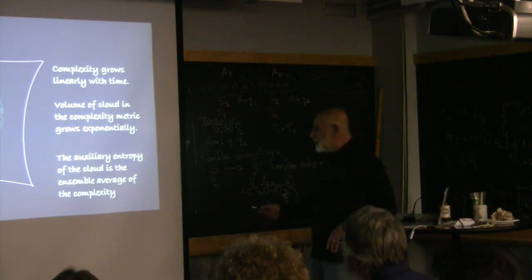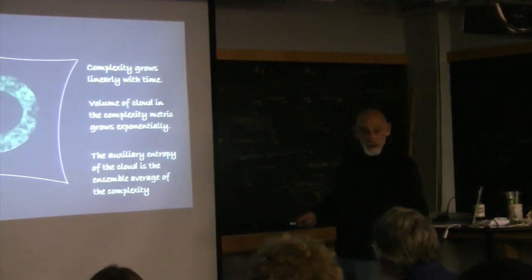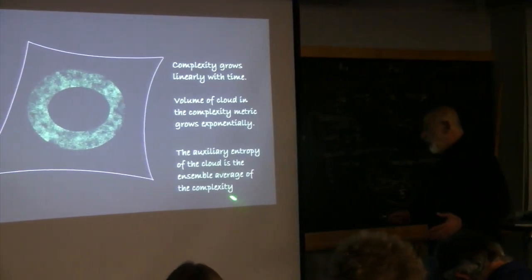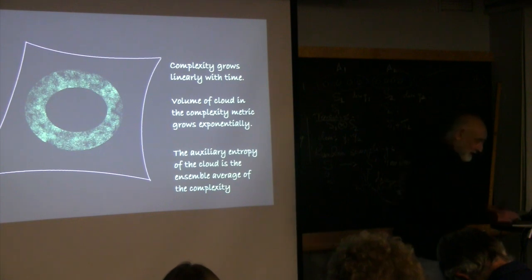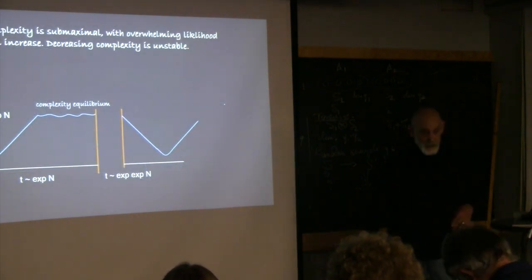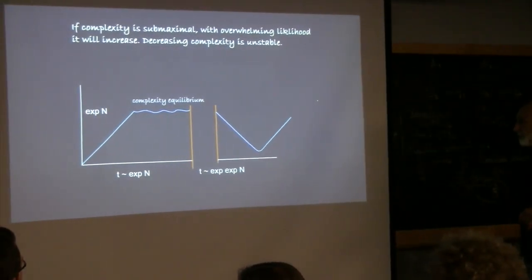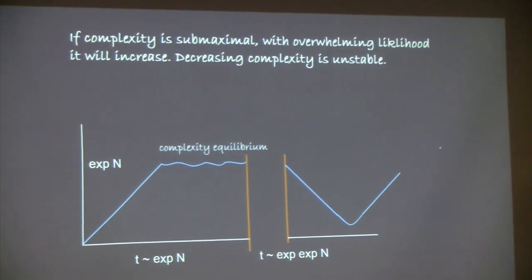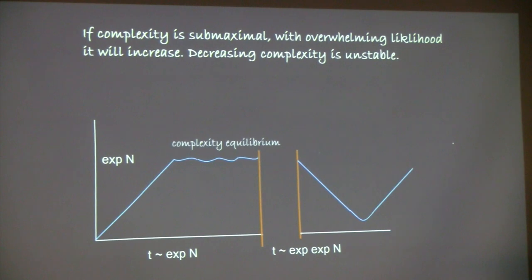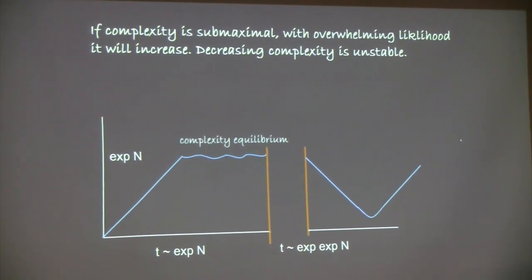So this conjecture is that the auxiliary entropy of the auxiliary system is the ensemble average of the complexity. Now this is either true or it's not true. If it's not true, that would be very sad. There would be no good story yet. So if that's true, first of all, one of the things that this would explain is the character of this curve. Remember what this curve is? It's the evolution of complexity as a function of time. It grows more or less linearly.